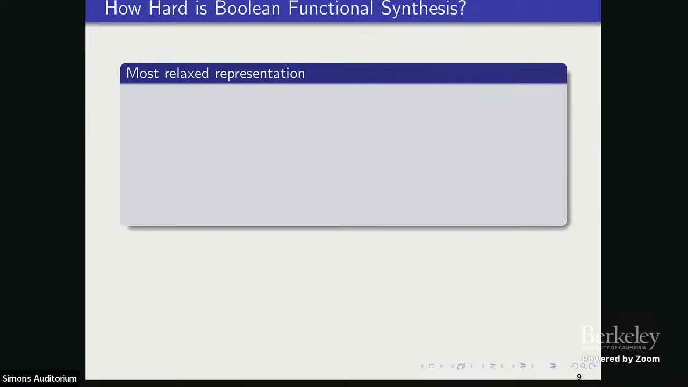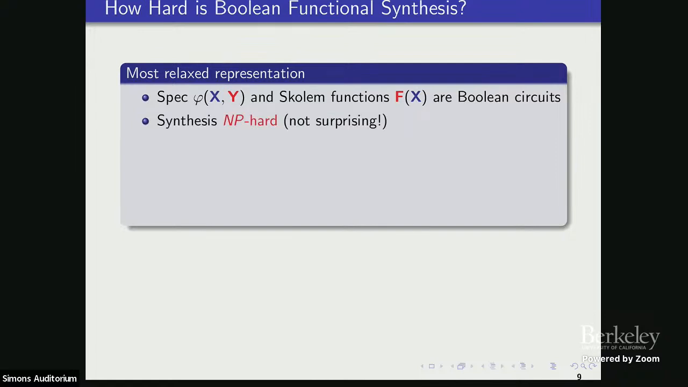Okay, so let's look at the most relaxed representation, which means I'm not putting any constraints on how you want to represent. So these are just Boolean circuits. So phi is a Boolean circuit, and let's say my scaling functions, I'm also okay having them as Boolean circuits, no other property required of those. It's not very hard to see that this ought to be NP hard.